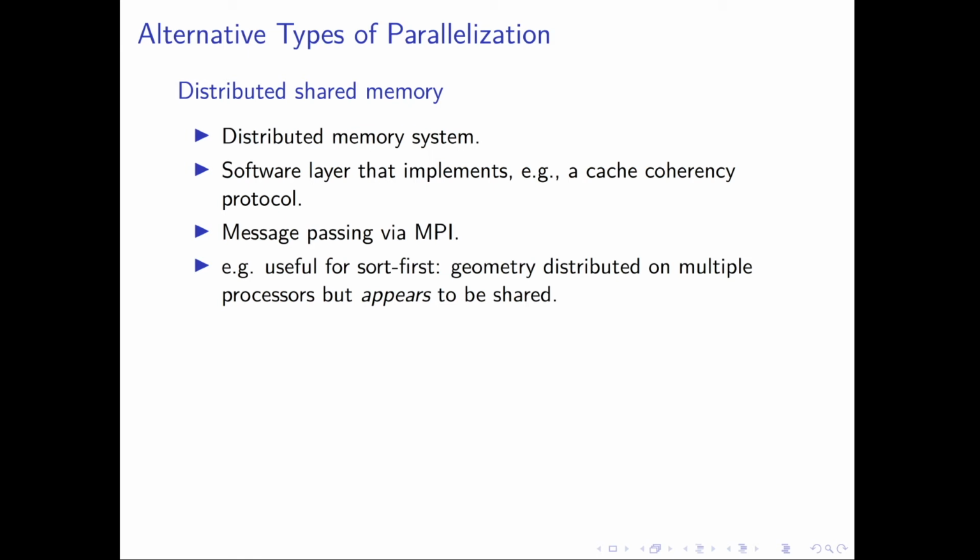And this is, for instance, quite useful when you perform sort first rendering. When you want to make it appear to your rendering system that the data is shared, the DSM system, the distributed shared memory system under the hood, will distribute the geometry whenever this is necessary. And to the actual processors, it appears as if the geometry is shared.